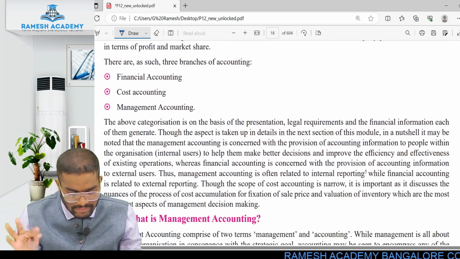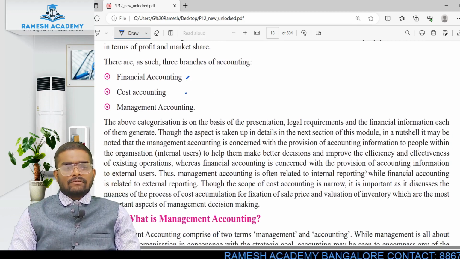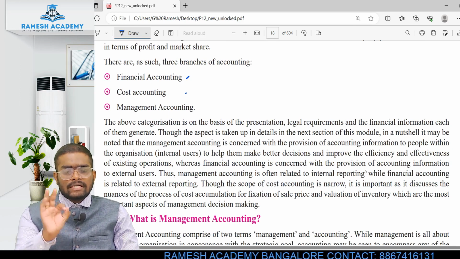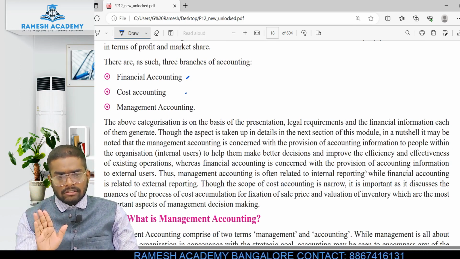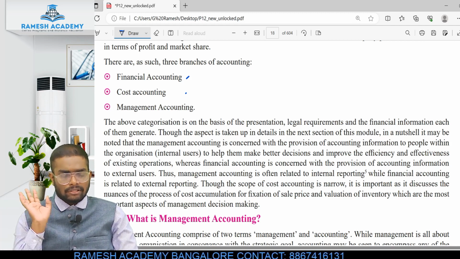So we will be having three types of accounting: financial, cost and management. What is cost accounting? In this particular accounting we will be only concerned with cost calculation, cost reduction, implementation of cost reducing techniques and all those things.